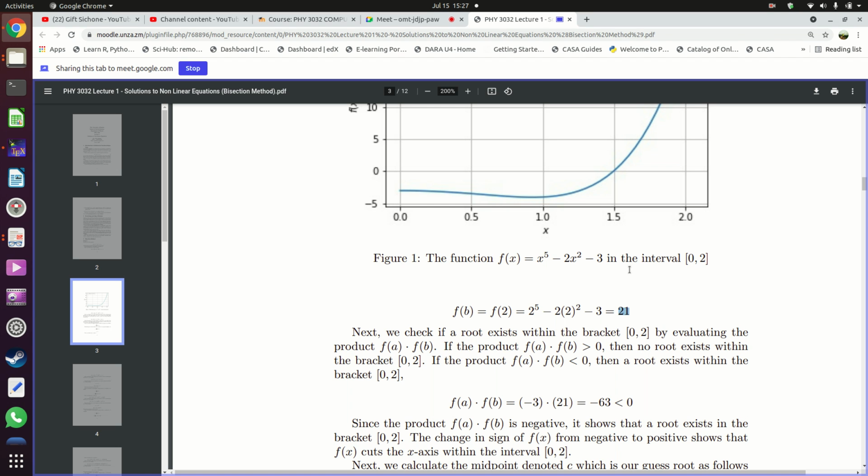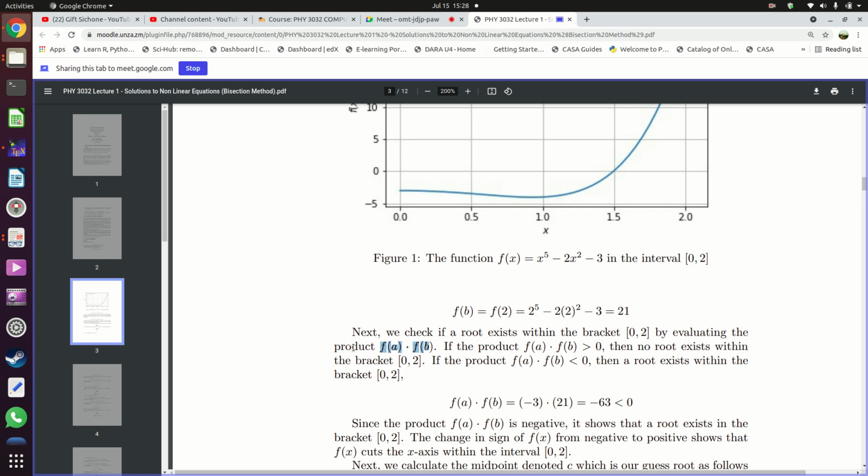So that shows you that the function has crossed the x-axis somewhere in between here. It doesn't say exactly where, but it just tells you that in between A and B, the function has crossed the x-axis. Is that clear? Yes, sir. So how do you actually do this? After you find f of A and f of B, you work out this product. You work out the product f of A times f of B.